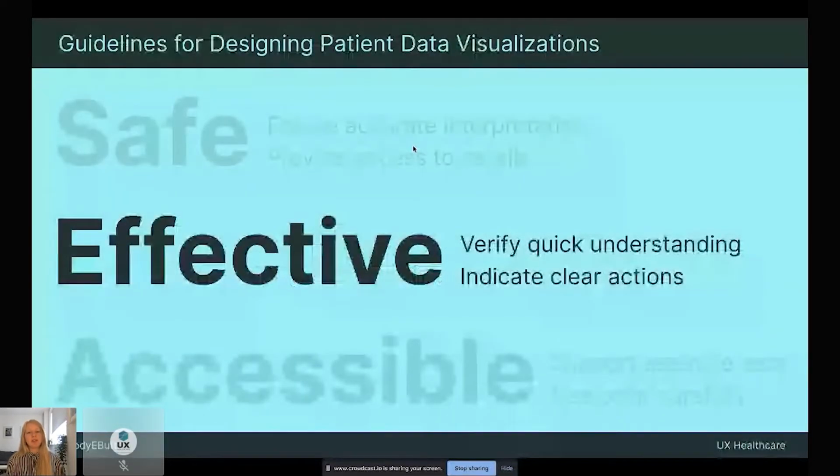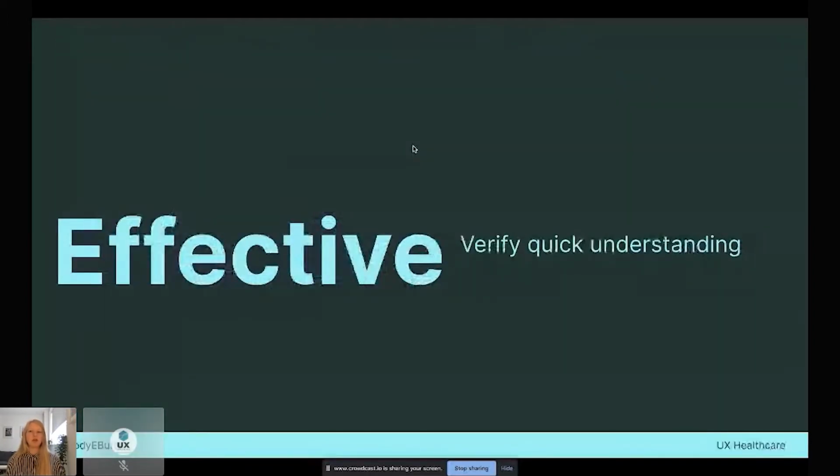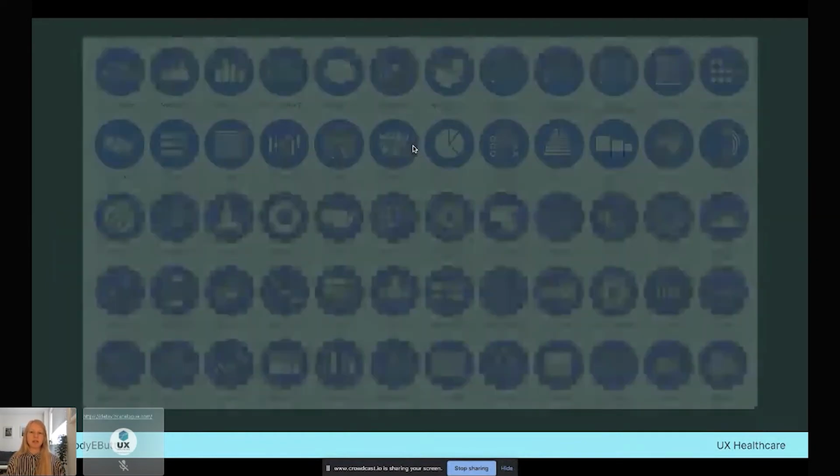Next, let's talk about how to create effective visualizations. We want to verify quick understanding for our users. We know that there's a lot of details we need to include and a lot of things to make sure that they're not misinterpreting the data. But we also want to balance that by not creating cognitive overload for our users and making it very quick to understand what's going on.